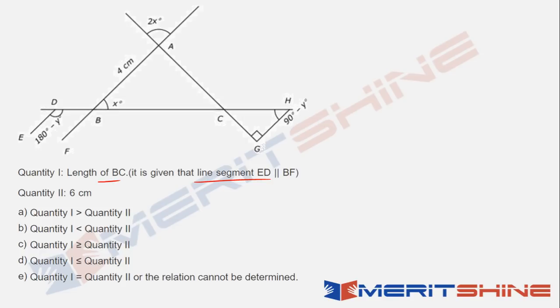It's given that line segment ED and BF are parallel. So this is parallel to this one. This is parallel to this one. Can you see that this angle here is 180 minus y. So what would be this angle? This would also be 180 minus y. If this is 180 minus y, if you look at this straight line FA, you can see that this angle would be y, but you can see that this is given as x. So it means what? X is equal to y here.